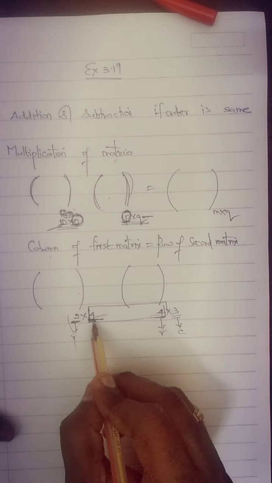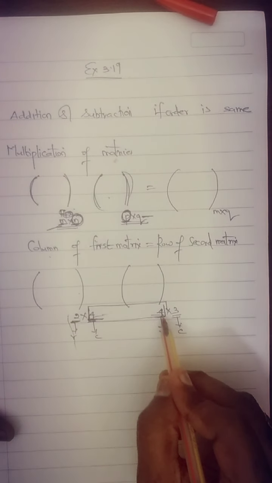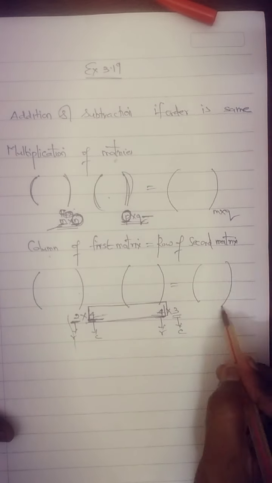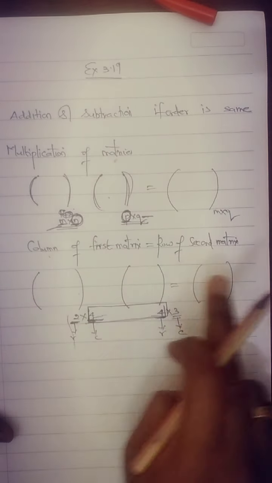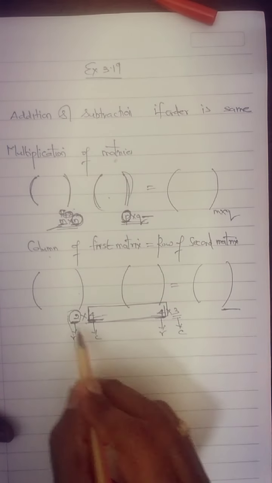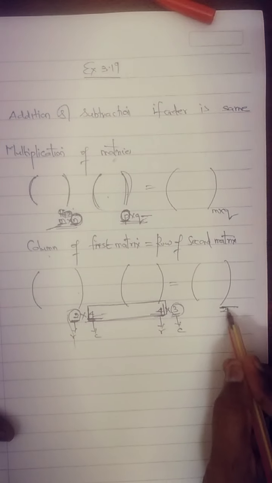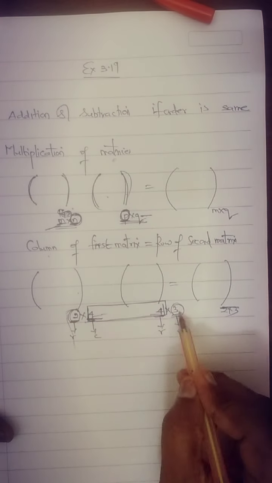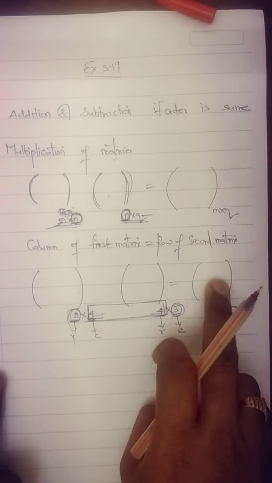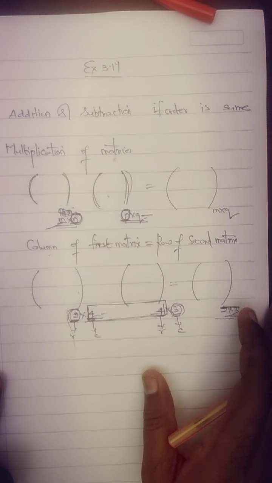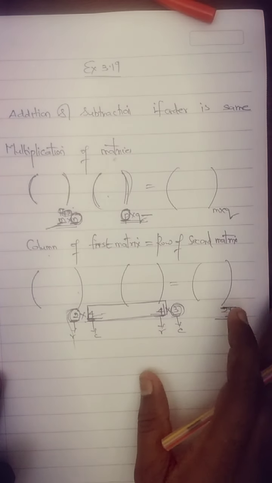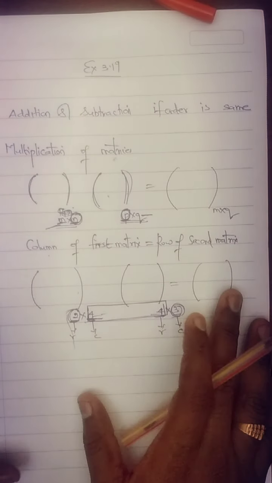As both are equal, after multiplying these two matrices I will get one answer. What will be this order? This order will be 2 cross 3. What is the resulting matrix? Using this, I am going to show you how the multiplication of matrices is possible.